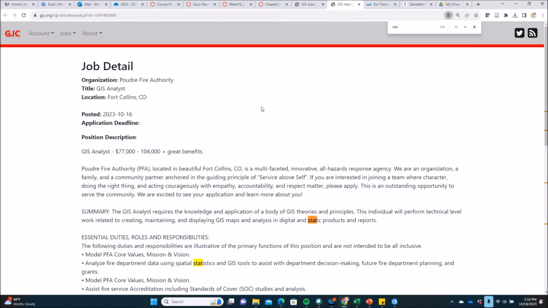And so I thought this was neat. You're the GIS analyst for the fire authority. I thought this would be neat because you're probably going to be outside. Pays $77,000 to $104,000. So that's pretty good. But in particular, it talks about the idea of using data and geostatistics or spatial statistics to assist with department decision making. Because at the end of the day, when we utilize GIS, we're really facilitating decision making, help to dictate decision making. When I worked with the military, they basically thought of us as the map makers.